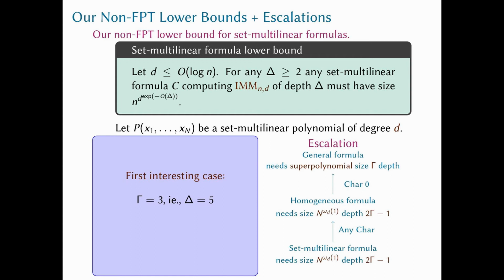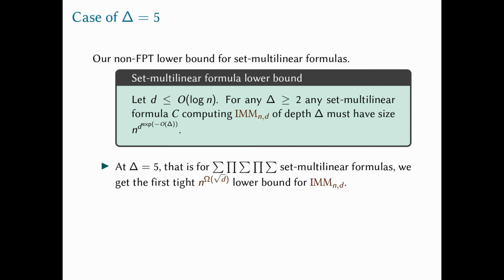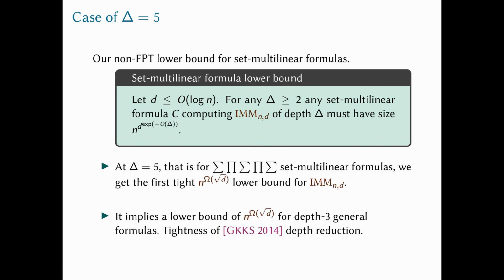So for gamma equals 3, if we can get a superpolynomial lower bound for depth 3 circuits, it is the first interesting case. And gamma equals 3 means, for set multilinear, that 2 gamma minus 1 is delta equals 5. So the first case we are interested in is a lower bound for set multilinear depth 5 circuits computing IMM, with a sum of product set multilinear formula. In fact we will show n to the square root of d lower bound, which is in fact optimal, because by Gupta, Kamath, Kayal, Saptharishi, we know that we cannot do better than n to the square root of d.